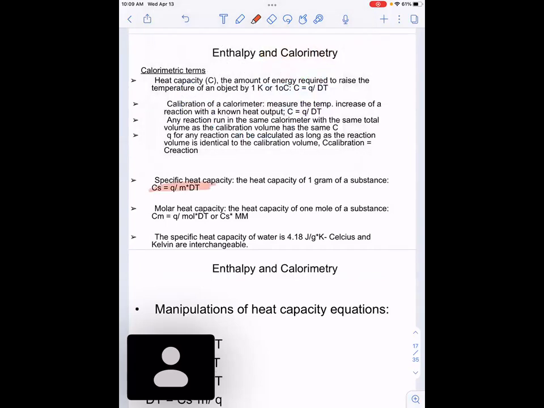Specific heat capacity is Q divided by the mass times the change in temperature. The heat capacity is just Q over the change in temperature. We've already talked about that.